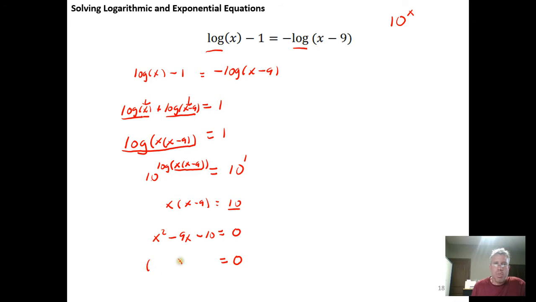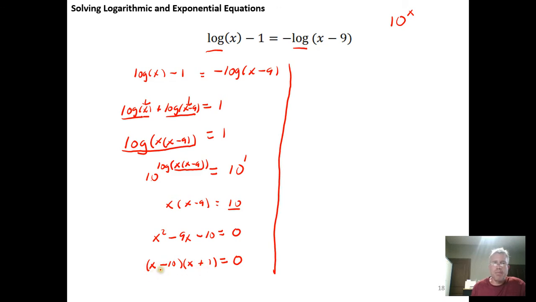So I have a leading coefficient of 1, so guessing is efficient. And I have a minus 10. I need a product that makes minus 10, for which the factors will add up to minus 9. So I think minus 10 and plus 1 are going to work. And we need to be careful with logarithms because we can generate extraneous solutions, and we'll discuss that here in just a second. So I'm going to generate my two solutions from this.